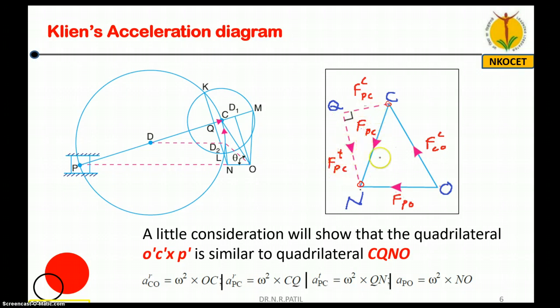So you have to remember all this. You have to measure the length and multiply it with omega square to get acceleration. I hope you understood this.